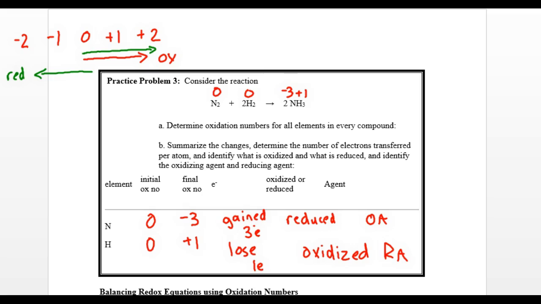In this reaction, nitrogen starts off with an oxidation number of 0, becomes -3, which means it has gained 3 electrons. It is reduced, therefore it is an oxidizing agent. Hydrogen starts off with an oxidation number of 0. Its final oxidation number is +1. It has lost 1 electron, therefore it is oxidized. This makes it the reducing agent.